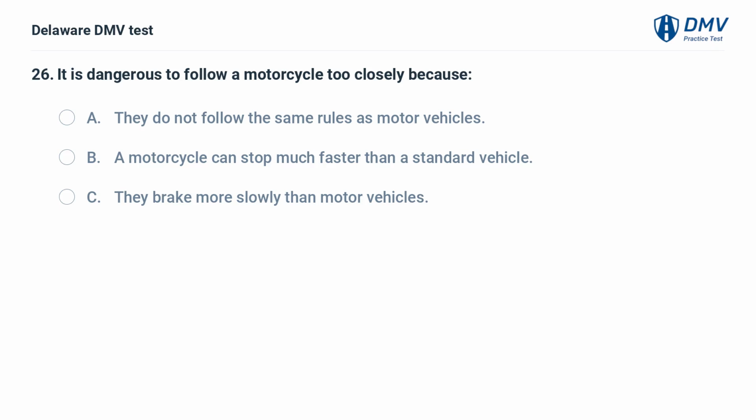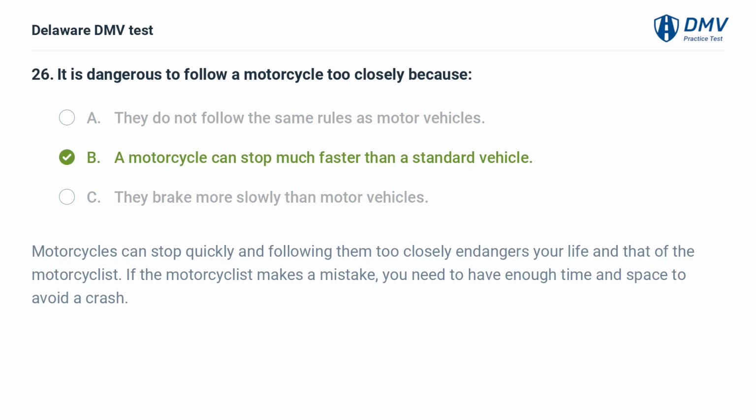It is dangerous to follow a motorcycle too closely because A. They do not follow the same rules as motor vehicles. B. A motorcycle can stop much faster than a standard vehicle. C. They brake more slowly than motor vehicles.